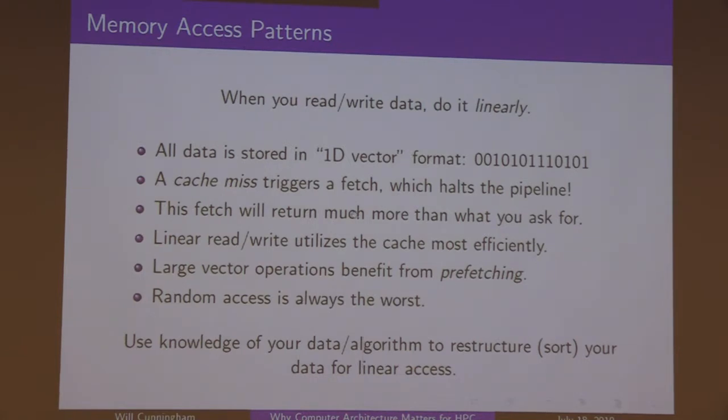The fetch, of course, returns much more than what you ask for. It's not just going to return one integer into your cache. It's going to get that plus some more after it, because it will anticipate that you need data around it as well. So what you want to do is linearize your read and write in order to utilize this most efficiently. And these large vector operations do benefit from prefetching.